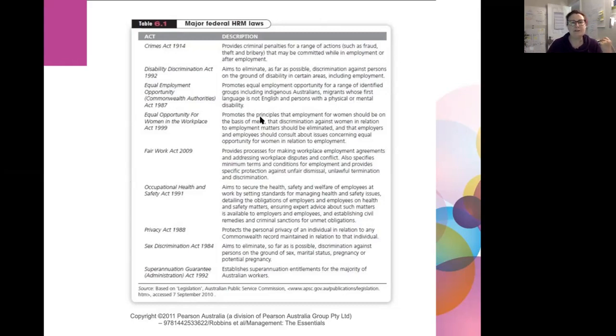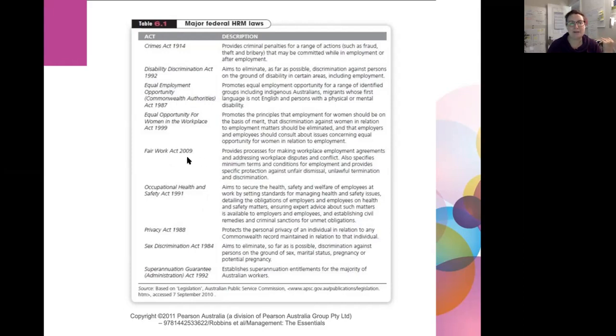We then have a bunch of laws that are designed to promote equality and prevent discrimination and harm to people in the workplace. So we have a bunch of disability discrimination acts, equal employment opportunity acts, and then safety aspects, so occupational health and safety acts.